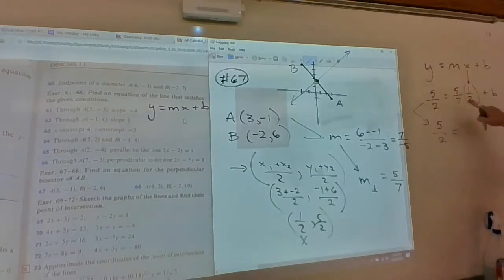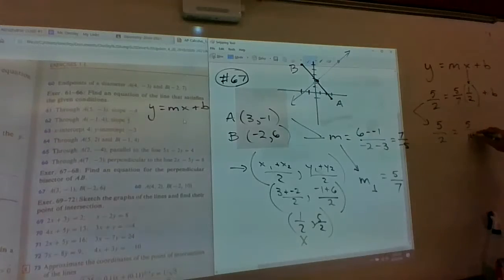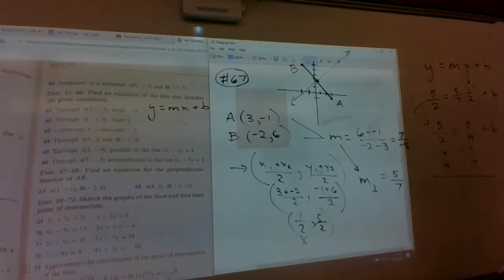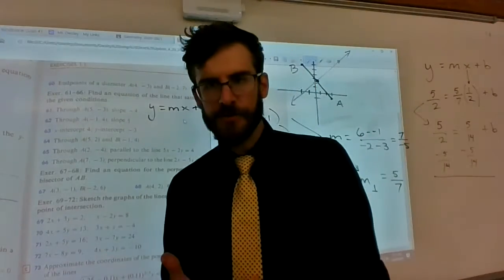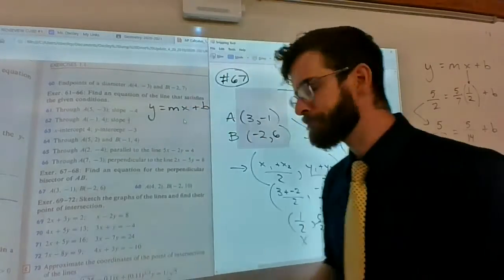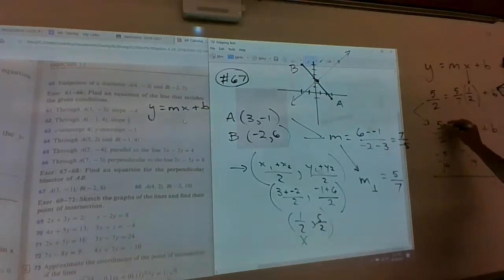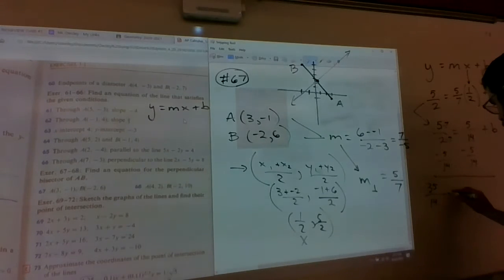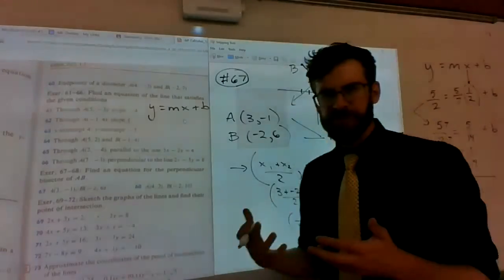So you got 5/2 equals, multiplying fractions straight across, 5 over 14 plus b. All right, I have to subtract this from both sides. Which really this just requires common denominators. So I'm going to multiply the top and bottom of 5/2 by 7. So you get 35 over 14 minus 5 over 14. Which is 30 over 14. And that reduces to 15 over 7.